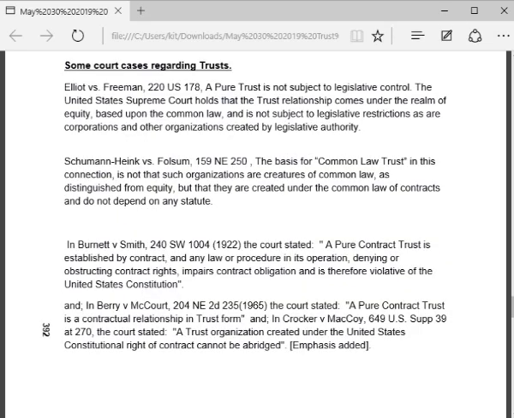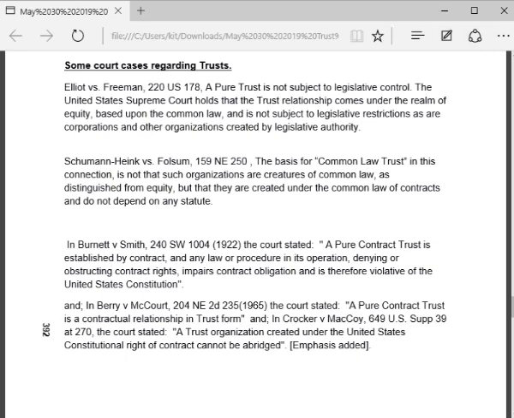Some court cases regarding trust. Elliott v. Freeman, 220 U.S. 178. A pure trust is not subject to legislative control. The United States Supreme Court holds that the trust relationship comes under the realm of equity, based upon the common law, and is not subject to legislative restrictions as are corporations and other organizations created by legislative authority.